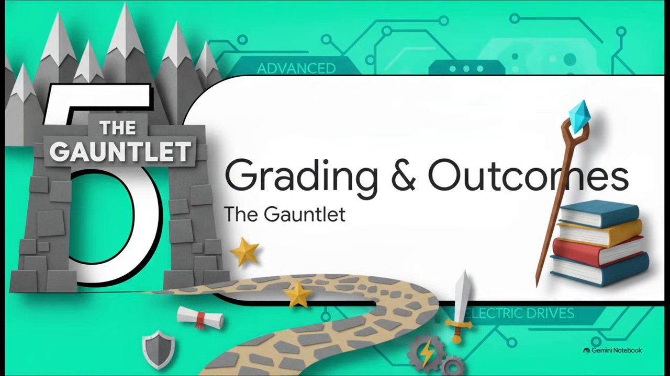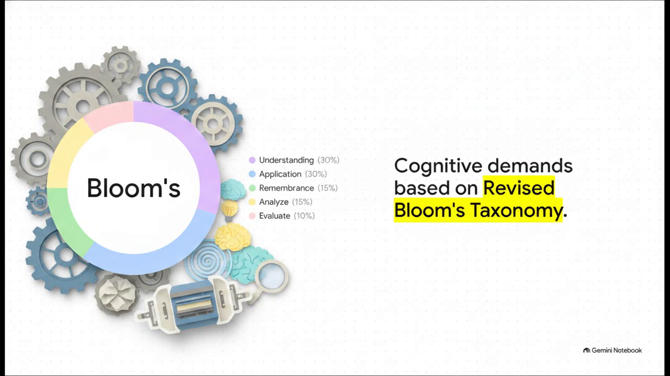Finally, Section 5, Grading and Course Outcomes, the Gauntlet. Okay, now for the part every student actually wants to know. How are you getting evaluated? First, take a look at the cognitive demands based on the revised Bloom's taxonomy. Notice that remembrance, just simply memorizing facts, is only 15% of your grade. So rote memorization, yeah, it's not going to cut it here. A massive 60% of your evaluation relies on understanding and application. You have to actually comprehend how a drive works and apply that knowledge to solve complex problems, analyze systems, and evaluate performance.